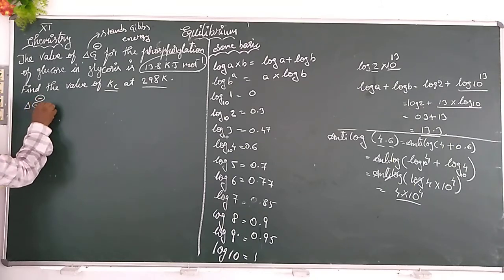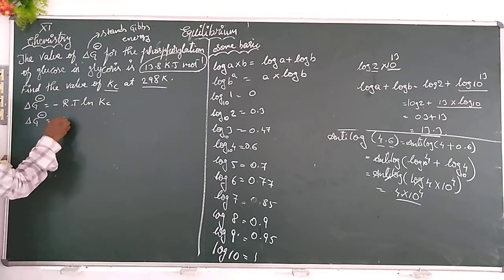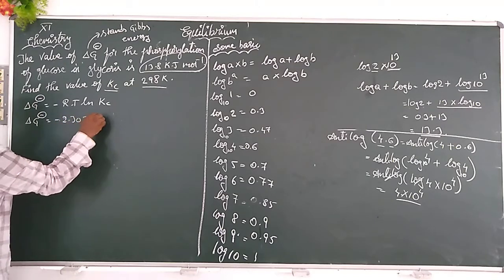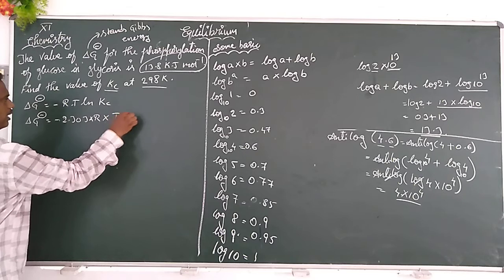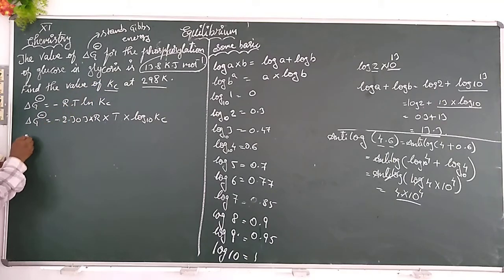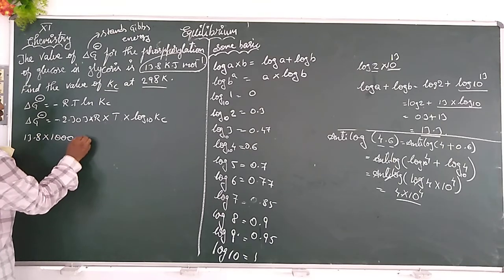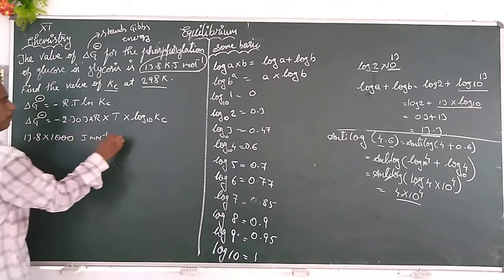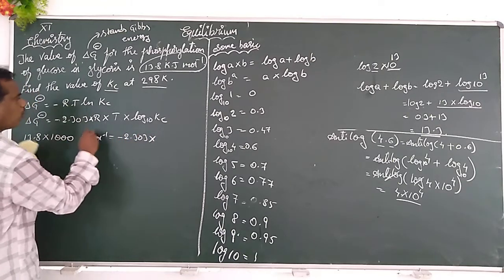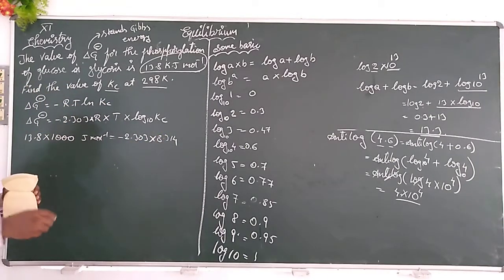What is the formula we know? Delta G naught is equal to minus RT ln Kc, or delta G naught is equal to minus 2.303 into R into T into log base 10 of Kc. What is the delta G value? Delta G naught value is given as 13.8 kilojoule per mole. But you express that in joule, so multiply with 1000, or 10 to the power of 3. Joule per mole is equal to minus 2.303 into R, 8.314. Last session we saw whenever you have delta G, you must take R value 8.314.